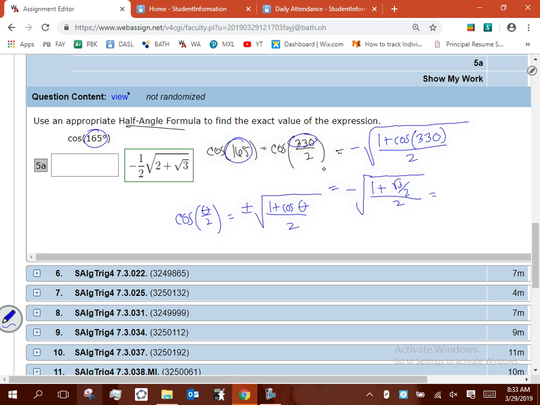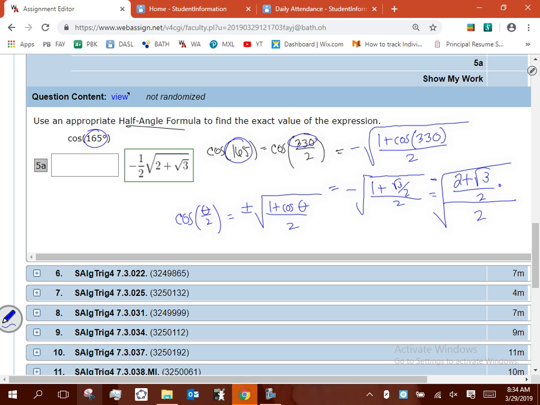Again, I think, because WebAssign usually does this, WebAssign is usually pretty lenient in the simplifying process. So they usually, I think, would accept this. Okay? But I think we have the algebra skills that we can go through and say, okay, well, that 1 is 2 over 2 plus root 3 over 2. So it's going to be 2 plus root 3 over 2. That's what that numerator becomes, over 2, all under the square root, and it's negative.